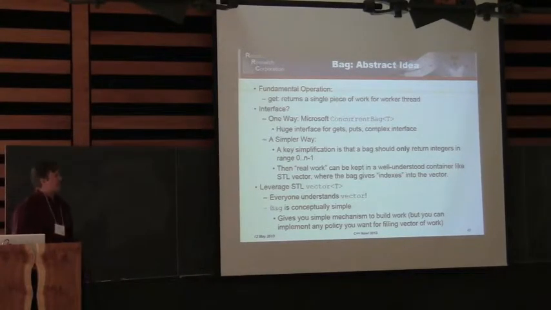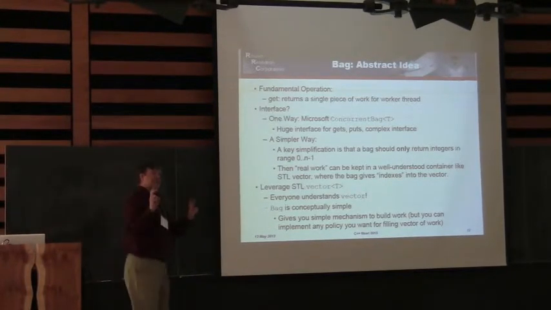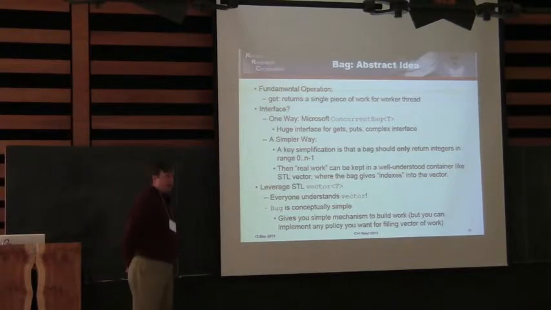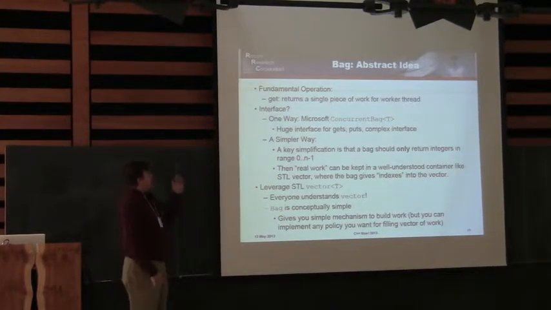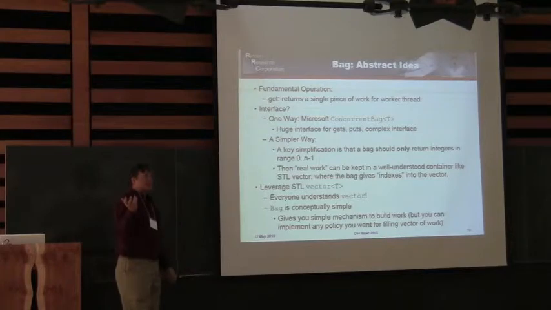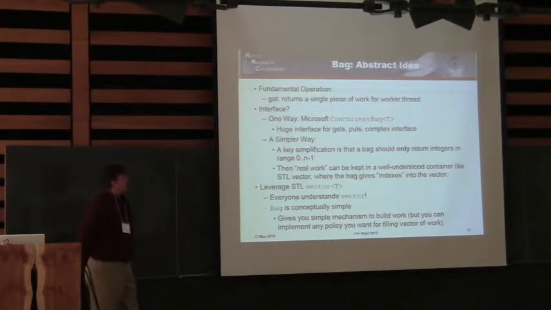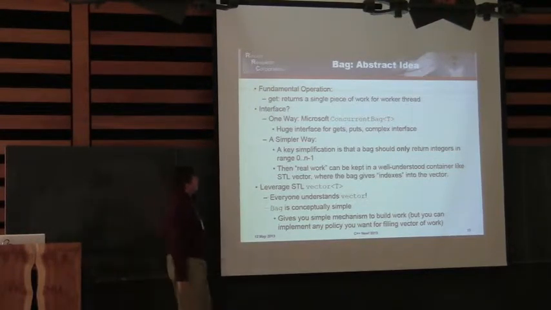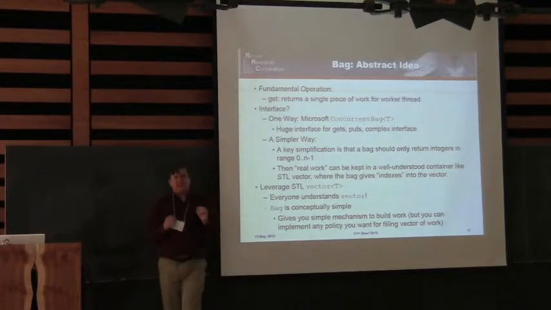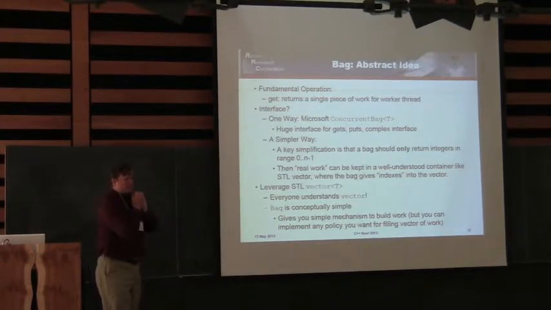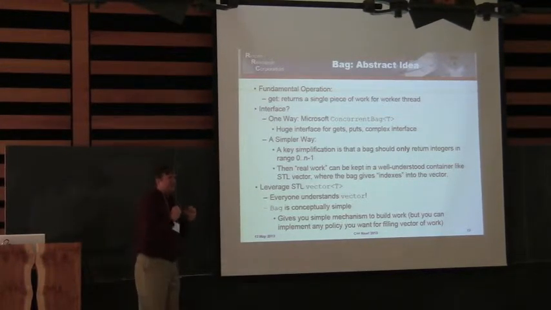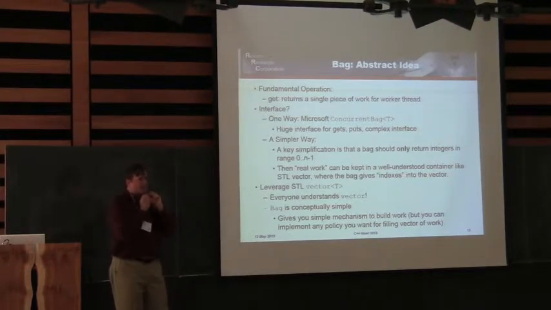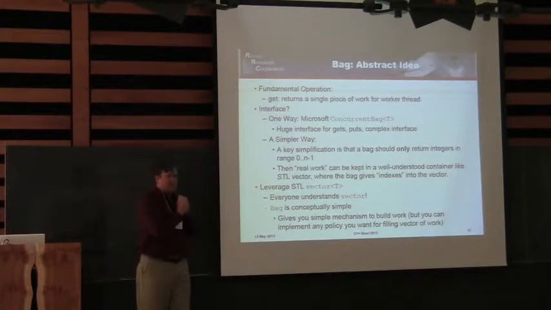Okay, so what's a bag? Yes, my friend Joe's like, yes, a bag is a container. Okay, it's got one operation, it's very simple. It's got a get, which returns a single piece of work for one worker thread. Okay, so what's the interface look like? I tried to look at a little bit of prior art, did a quick Google. One of the first things that comes up is the Microsoft Concurrent Bag, and it scared me. It had a really big, nasty, clumsy interface. I'm like, there's a lot of threading going on here. What are the threading guarantees of this particular container? And it really scared me.